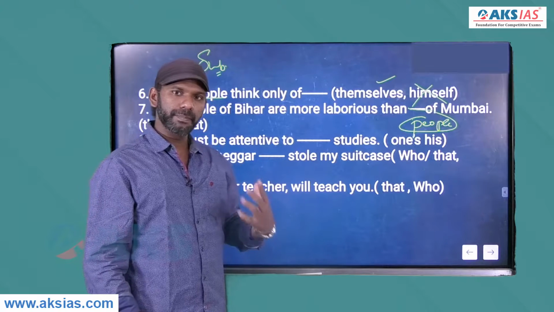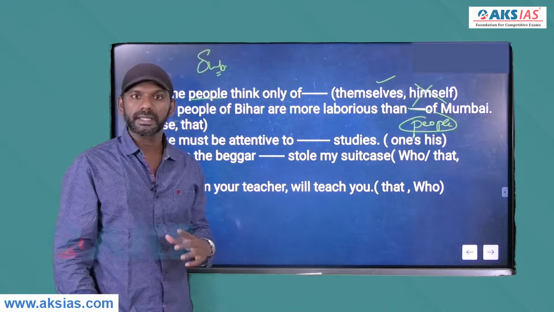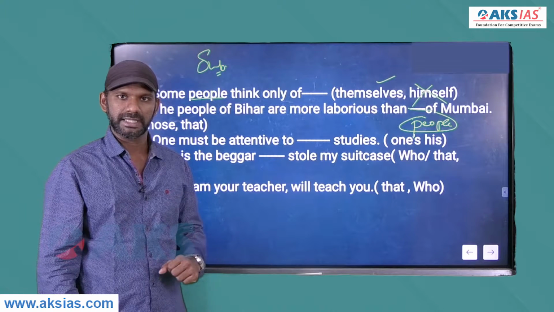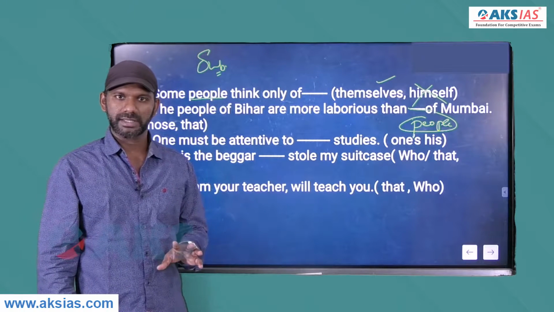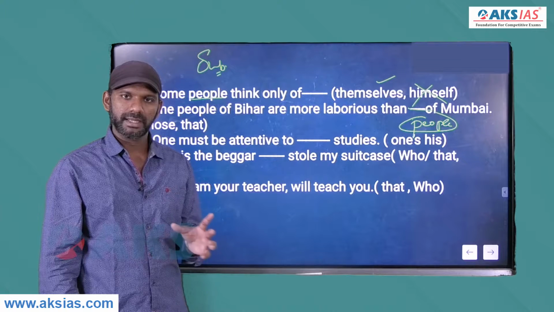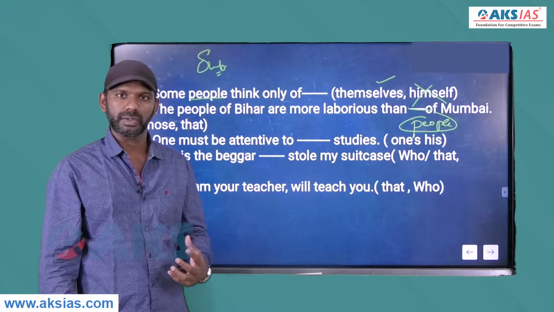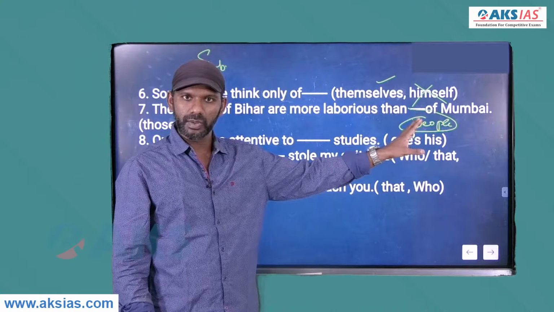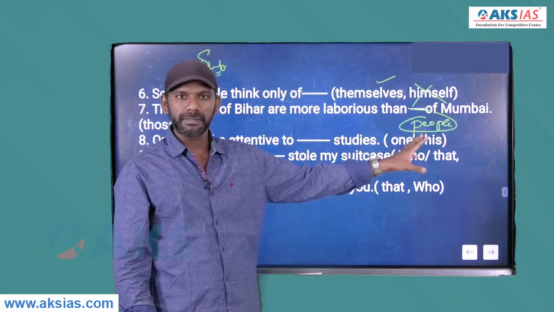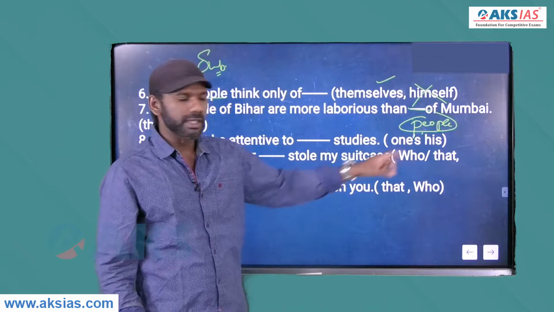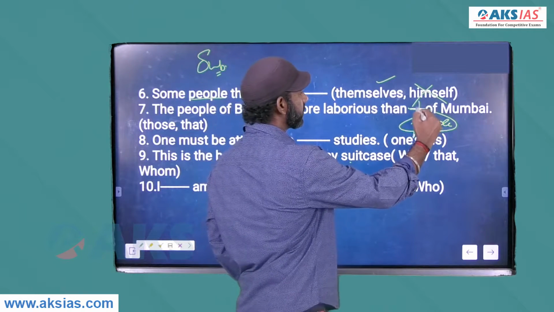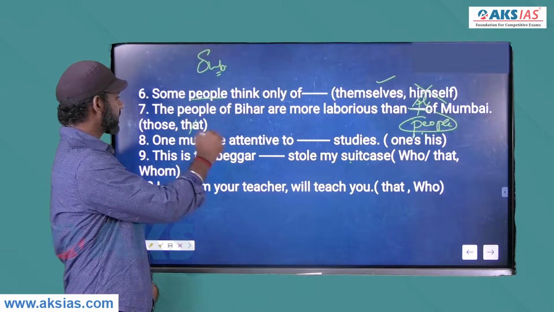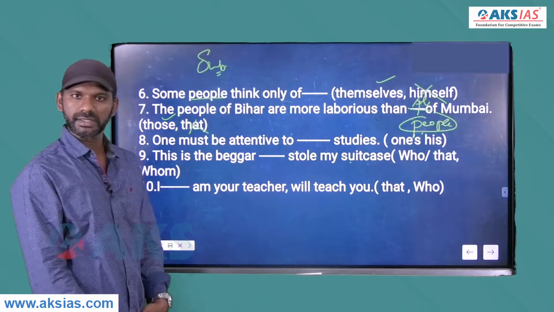But if I say the people of Bihar are more laborious than the people of Mumbai, the sentence becomes grammatically wrong because of redundancy. The noun people is getting used twice. We'll use a noun once, and then when we refer to the noun, we go for a pronoun. That is what a pronoun is for. So this blank must be filled with a pronoun, and that pronoun stands for the noun people. People is a plural noun, so this blank must be filled with a plural pronoun. Based on that, that is eliminated, it must be those.